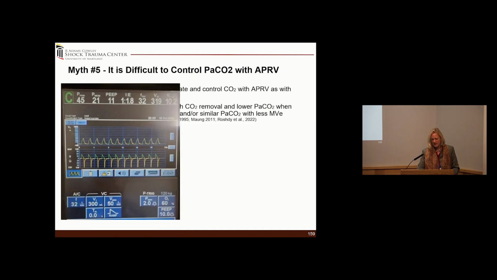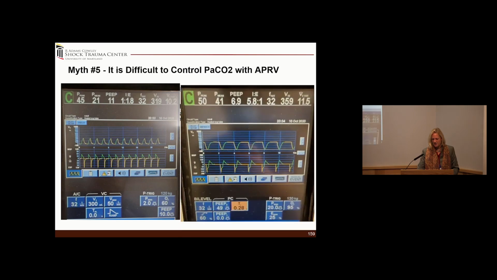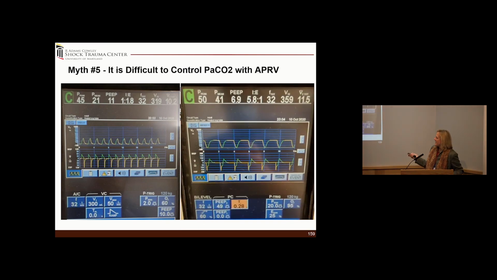So here again is an example of a rate of 32 on conventional ventilation and the same rate of 32 on APRV, and we were actually able to, with a lower minute ventilation, actually this one had a higher minute ventilation because my volumes went up, but the CO2 was actually the same.